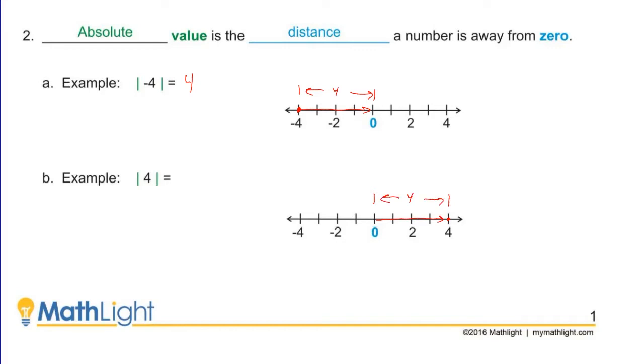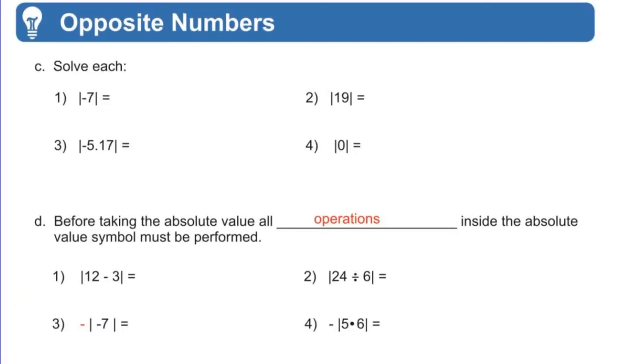So how far away from 0 is 4? It's 4 away, and that is also 4. So the absolute value of -4 is 4. The absolute value of +4 is 4. The distance the number is away from 0. And here's a key concept. Distance is always positive. Distance is always positive. If you'll keep that in mind, you'll be in good shape in those kinds of situations.